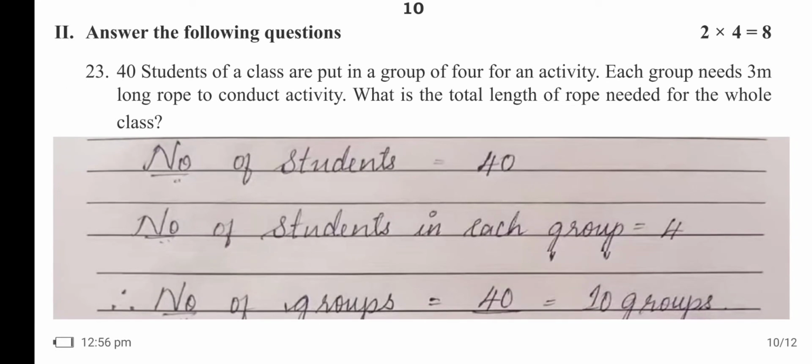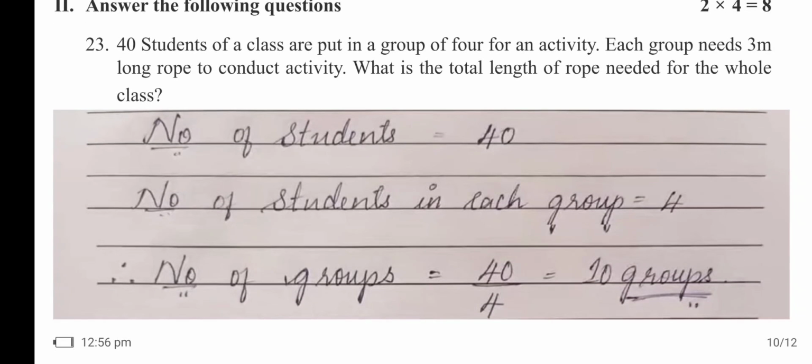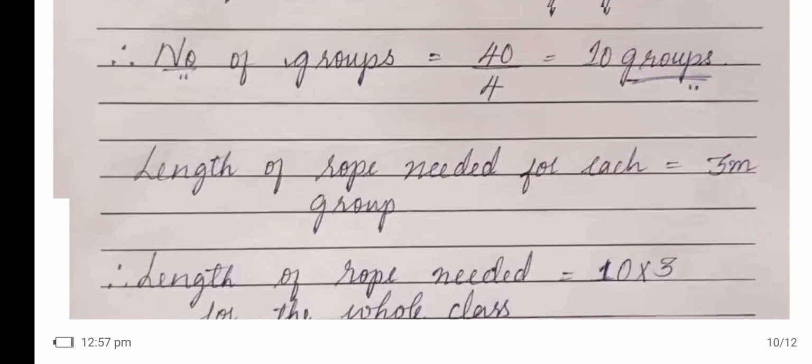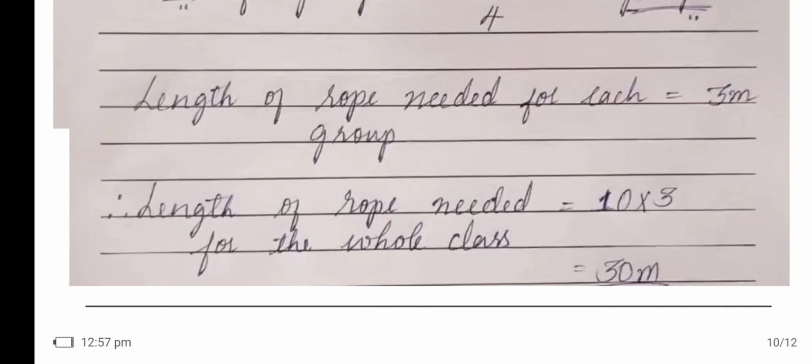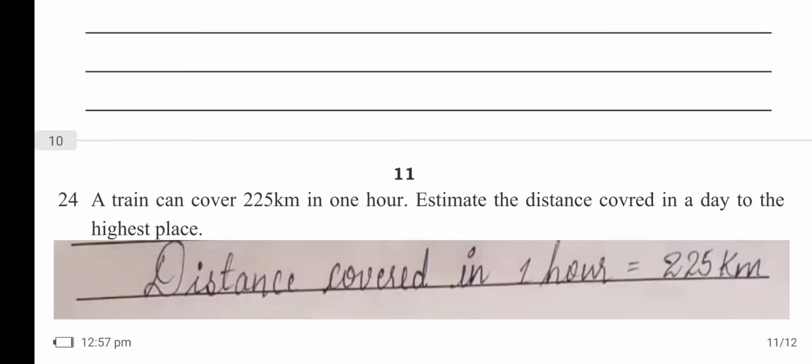Answer the following question. 40 students of a class are put in a group of 4 for an activity. Each group needs 3-meter long rope to conduct the activity. What is the total length of rope needed for the whole class? The number of students is 40. The number of students in each group is 4. So the number of groups is 40 by 4, which is 10 groups. We have formed 10 groups. The length of the rope needed for each group is 3 meters, right? Therefore the length of the rope needed for the whole class is 10 into 3, which is 30 meters.